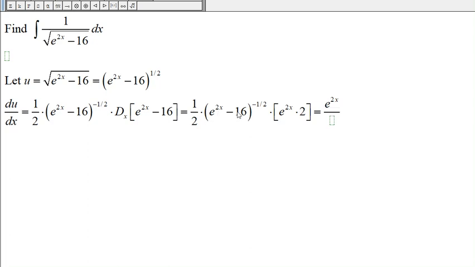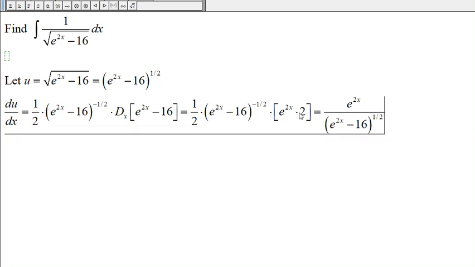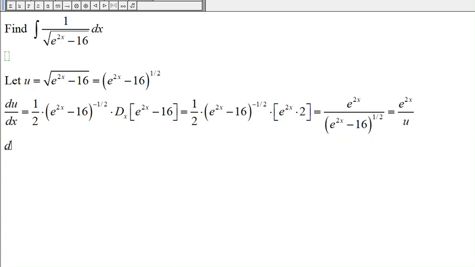And this is e to the 2x minus 16 to the negative 1/2. If we move it to the bottom, it becomes positive 1/2. So this is e to the 2x over e to the 2x minus 16 to the 1/2, which is u. So now we have du is equal to this, and then times dx.